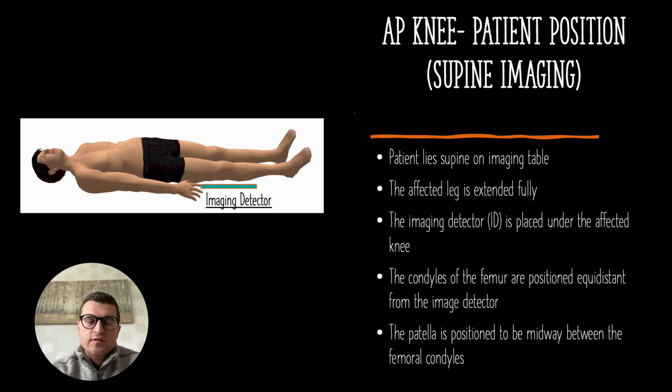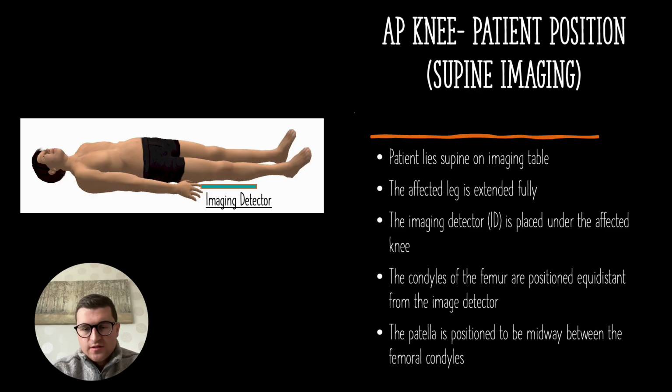We can do the AP knee projection either supine or erect, which is also known as weight bearing. The majority of the time for a supine image, these are going to be your patients that have presented in the instance of trauma and they're not going to want to weight bear, whereas the weight bearing ones can be beneficial for patients that are carrying osteoarthritis and they want to see the knee in its true anatomical position when we are walking or weight bearing.